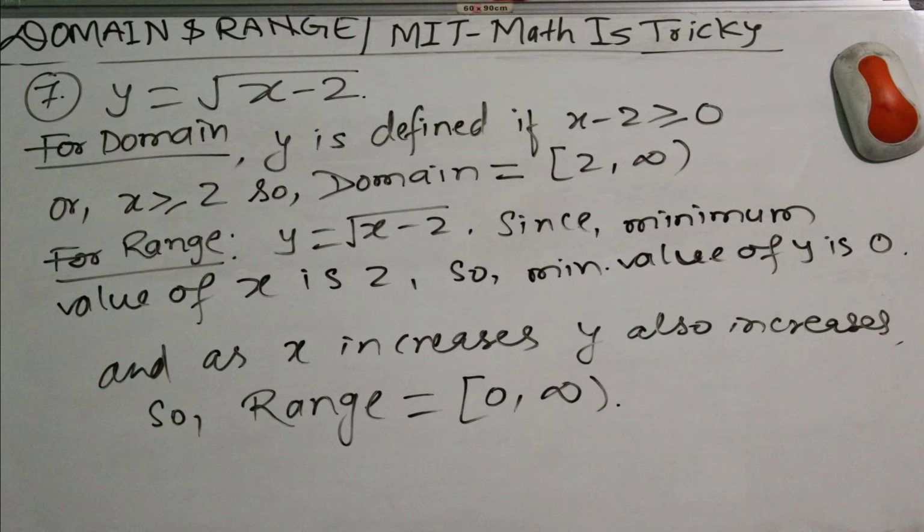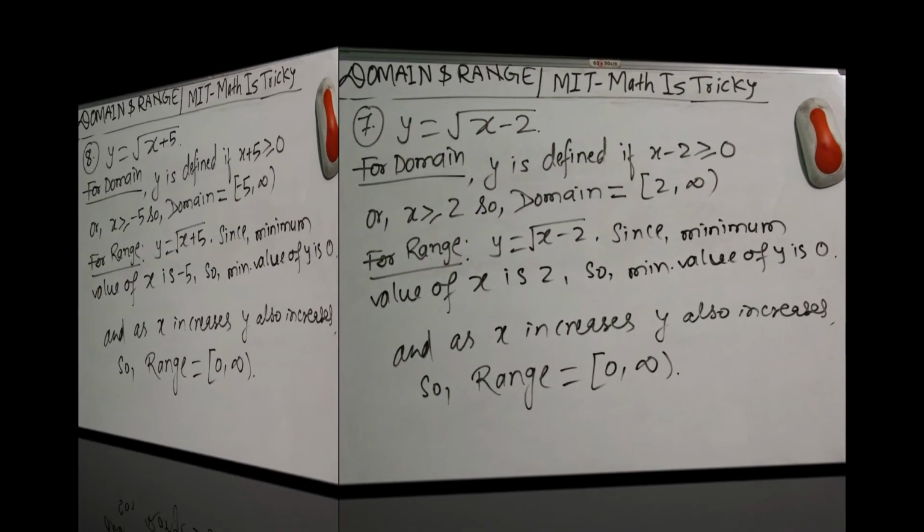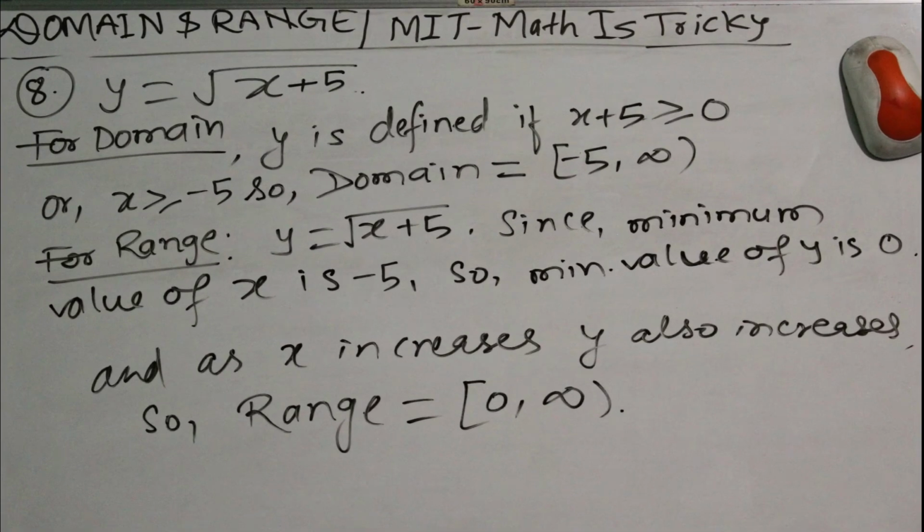Now let's move to question number 8. Here a similar type of question is there, y equals square root of x plus 5. As we know, the function will be defined, the value of y will be defined, only when x plus 5 is greater than or equal to 0. It means x is greater than or equal to minus 5. So the domain will be minus 5 to infinity, closed at minus 5, a half closed and half open interval.